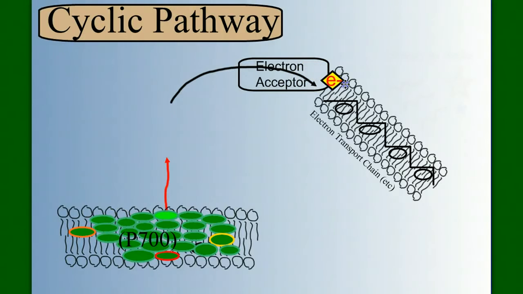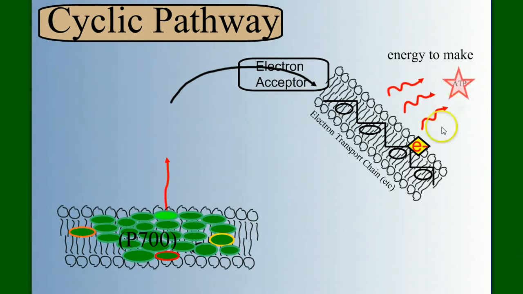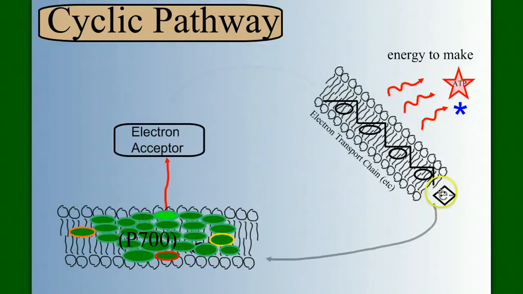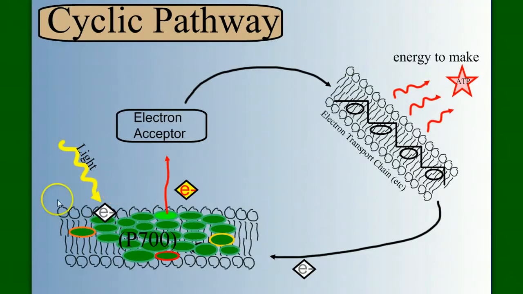The electron will move down the electron transport chain in a series of oxidation reduction reactions, or redox reactions, and as the electron moves down the electron transport chain, energy is given off to make ATP. By the time the electron gets to the end of the electron transport chain, it's no longer a high energy electron. It's going to return to P700. So we can see that it's getting back to where it began. So this is a cyclic pathway.